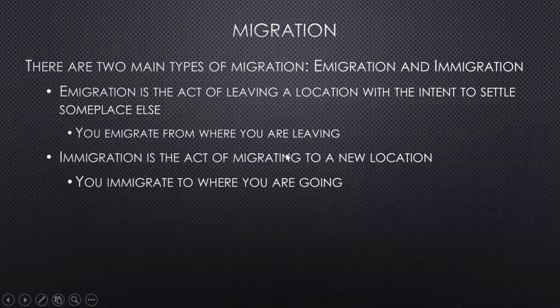Okay, so like I said, migration is one that we'll look at eventually, just not that much right now. But just know, as a little preview, there are 2 types of migration: emigration and immigration. Emigration is the act of leaving a location with the intent to settle someplace else, while immigration is the act of migrating to a new location, right? So you emigrate from where you are leaving, and you immigrate to where you're going. All right. I mean, we're not considering any push and pull factors here, or refugees quite yet.